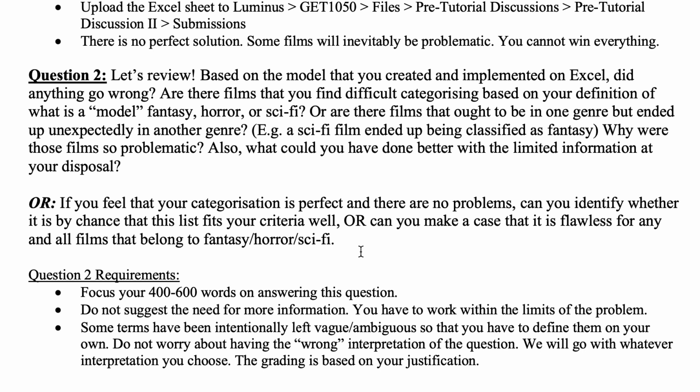Are there films that you find difficulty categorizing? Are there films that ought to be in one genre but end up unexpectedly in another? Why were those films so problematic? And what could you have done with the limited information at your disposal?